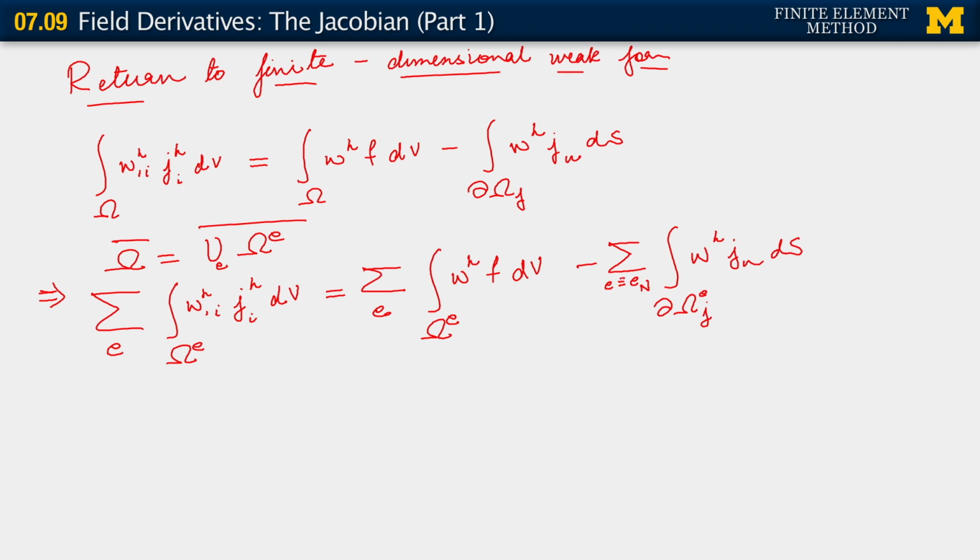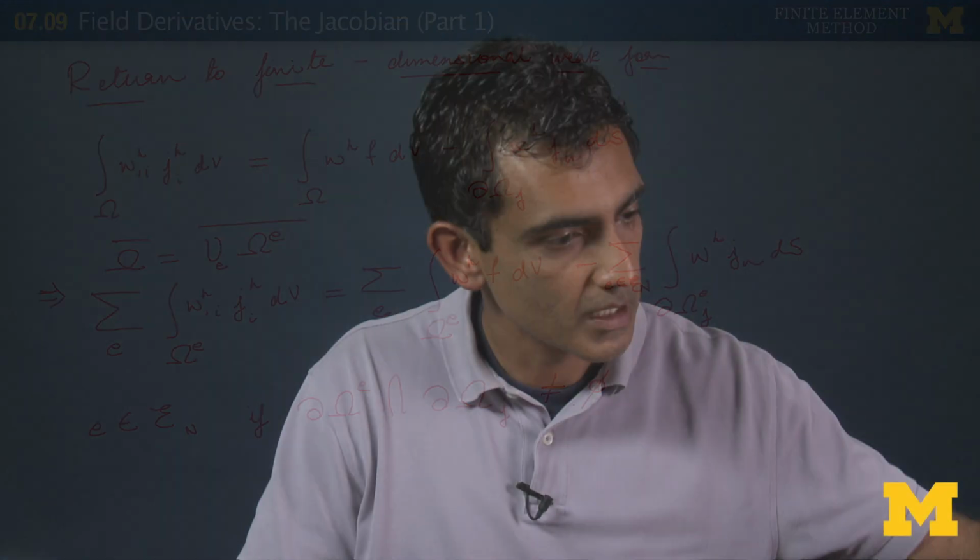Sorry, belonging to, let me make that really a set. So let me make that a script E. What I'm saying here is that E belongs to the set E sub n if the boundary of element E intersection the Neumann boundary is not equal to the empty set. So all this means is that we're considering elements whose surfaces coincide with the Neumann boundary.